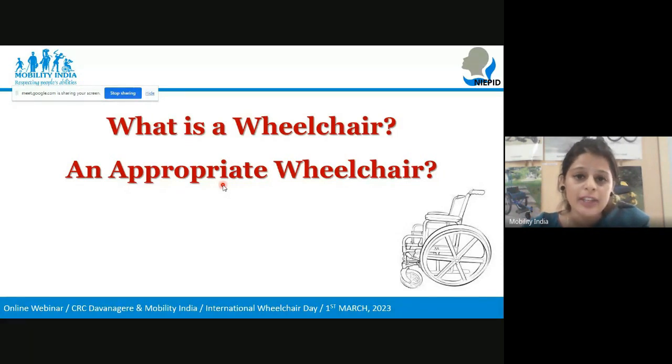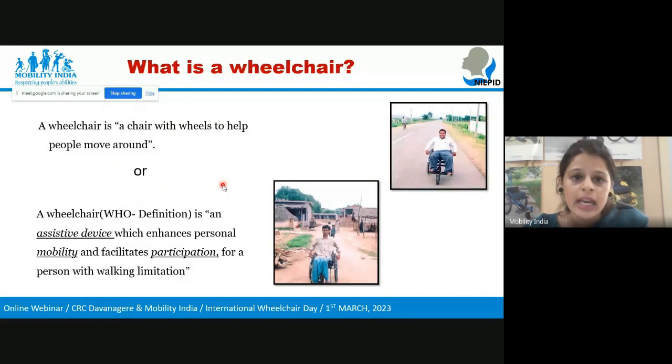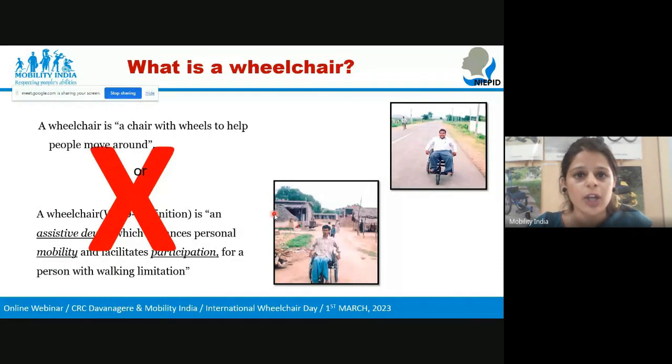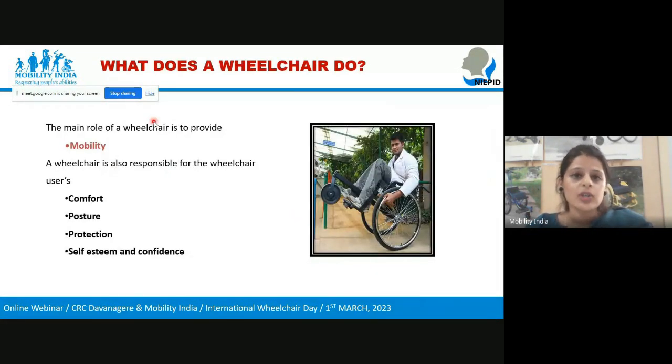Discussing a wheelchair and an appropriate wheelchair. This is the old WHO definition, which comes from the guidelines, which defines a wheelchair as a chair which helps people to move around with wheels, or an assistive device which improves mobility and participation for a person with a walking limitation. This definition is actually not in use. What a wheelchair does is provide mobility, absolutely, there is no doubt in that, but it is also responsible for providing comfort to the user, protection, posture, and improving the confidence and self-esteem of the user.